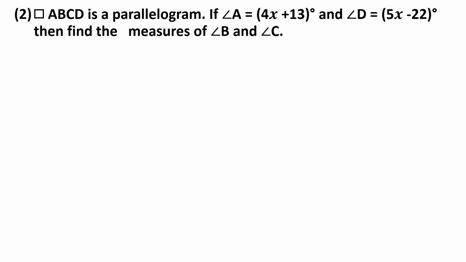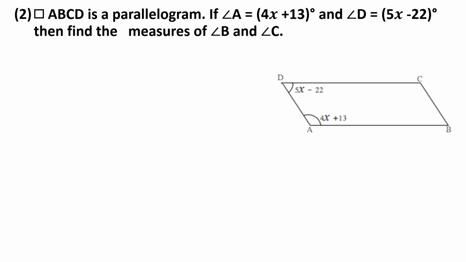Second solved example. Quadrilateral ABCD is a parallelogram. If angle A equal to 4x plus 13 degrees and angle D equal to 5x minus 22 degrees, then find the measures of angle B and angle C. Observe the diagram. In the diagram, it is given clearly the angle measurements of angle A and angle D, and we can see that both the angles are adjacent angles of a parallelogram.